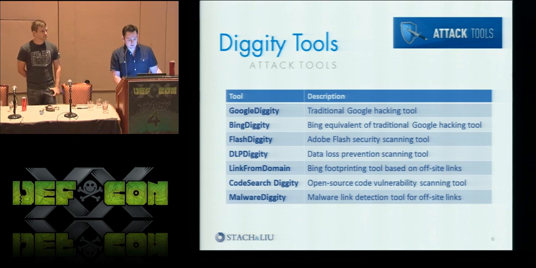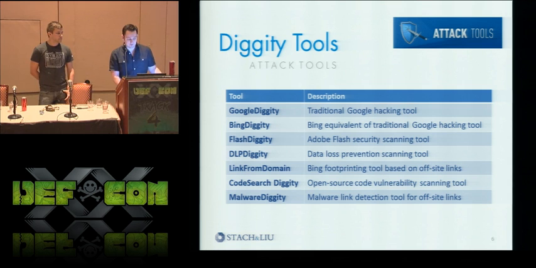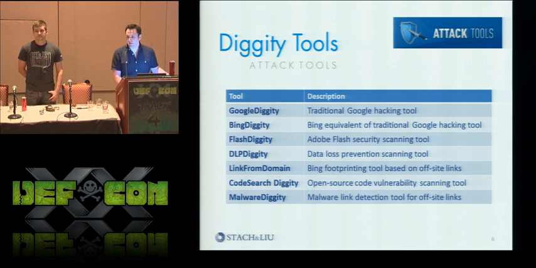Some of the old tools, I mentioned earlier Google Diggity and Bing Diggity, are our traditional Google and Bing hacking tools. We have Flash Diggity, which is an Adobe Flash security scanning tool that leverages Google and Bing to find SWF files out there, bulk download them, bulk decompile them back to their ActionScript, and then bulk look through them for Adobe Flash vulnerabilities.